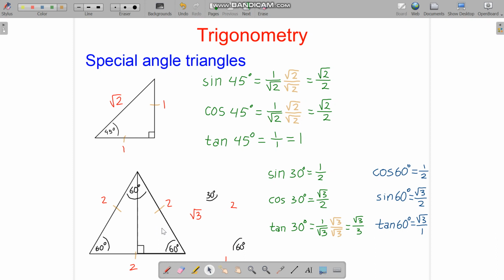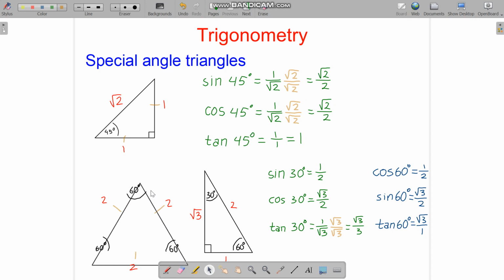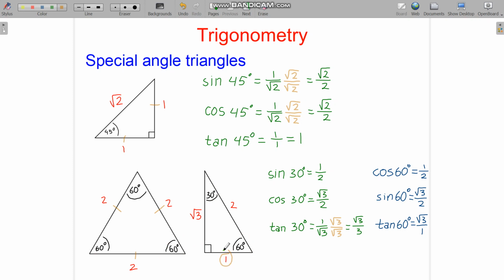And of course we have the angle 60 degrees on top, so we have only 30 degrees, and this angle is still 60 degrees. The length here, if we divide by 2, we get 1. So that's how we get this 1. And this 2 is of course the hypotenuse, and this √3 is from Pythagoras.